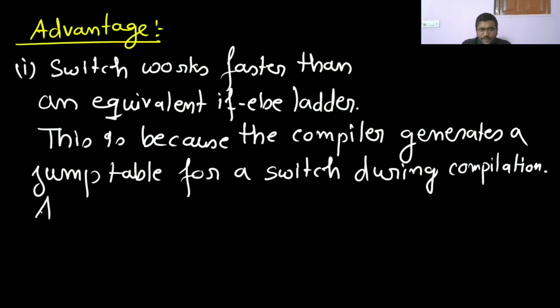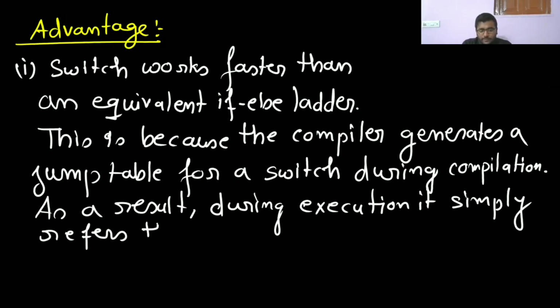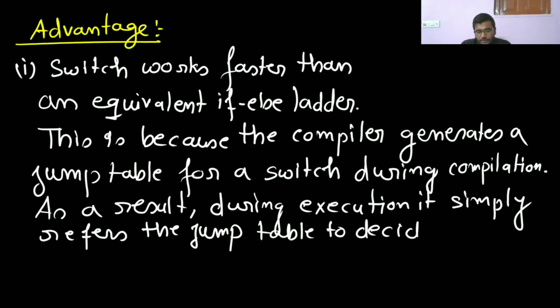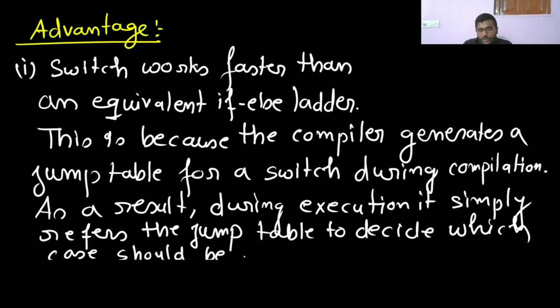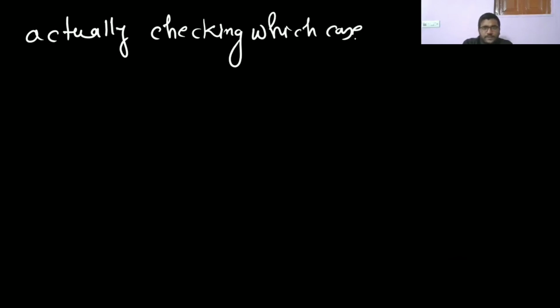As a result, during execution it simply refers to the jump table to decide which case should be executed, rather than actually checking which case is satisfied.